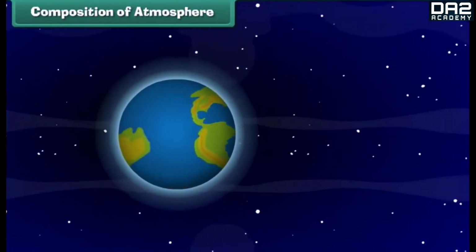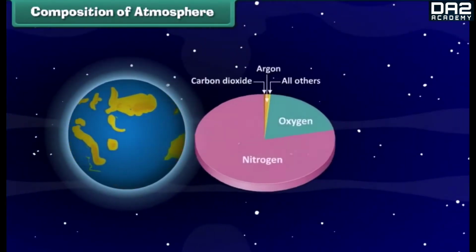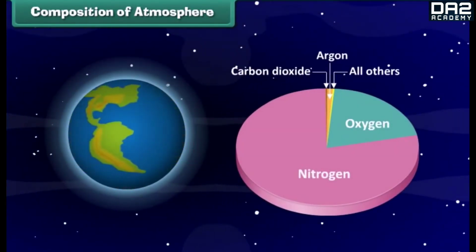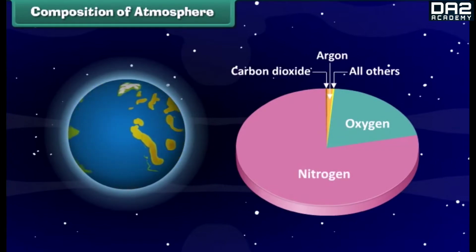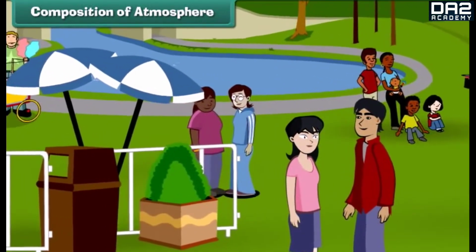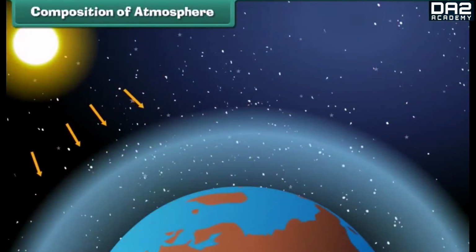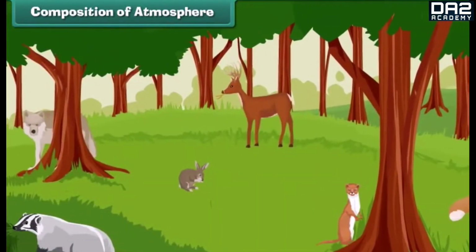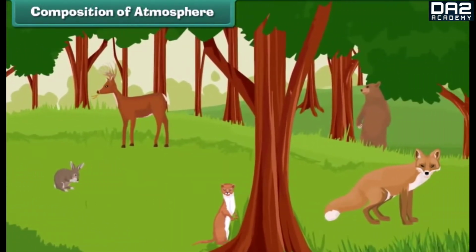The atmosphere is made up of a mixture of gases, primarily nitrogen and oxygen, that wrap around the earth like a blanket. Without the atmosphere, we would not be able to live here. It protects us from the dangerous rays coming from the sun and makes earth a perfect habitat for plants and animals.